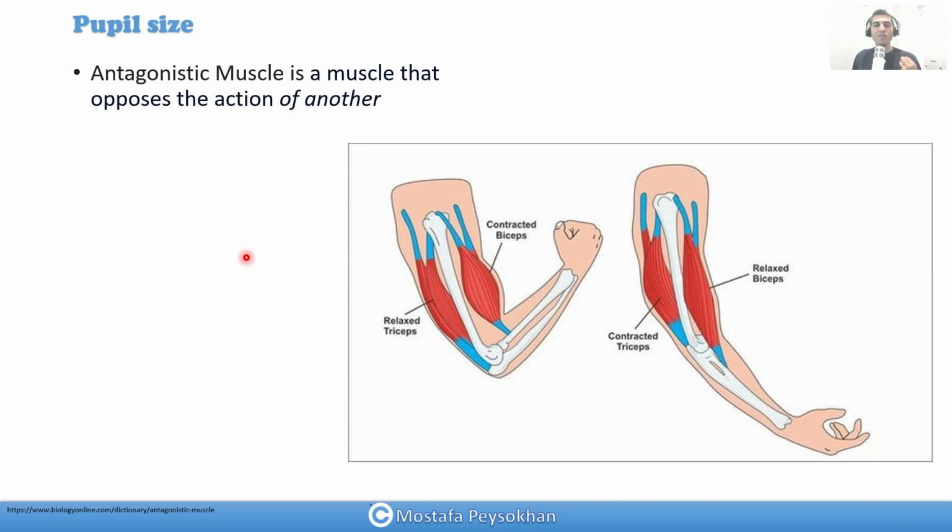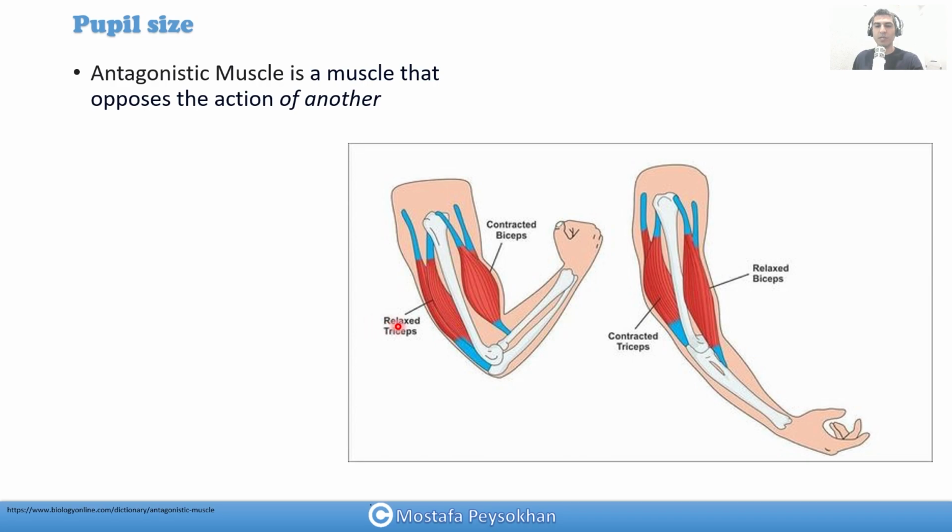But what is the process of changing the diameter of the iris of our eye that causes a change in the diameter of the pupil? There is a kind of muscle system in our body that we call antagonistic muscles. These are two muscles that act in opposite directions. When one of them is relaxed, the other one is contracted. When the other one is contracted, the first one is relaxed.